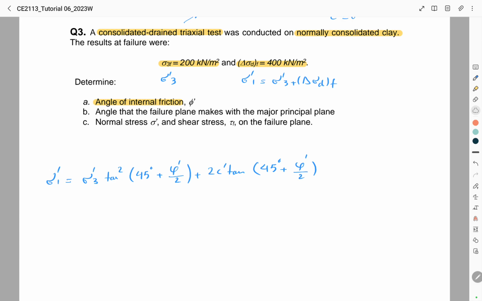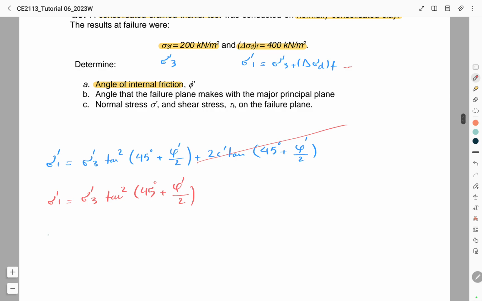Now, in this question, since the value of c prime is equal to 0, we don't have this part, and we can write, and from this equation, we have sigma prime 1 equal to 200 plus 400, which is 600 kilopascal.